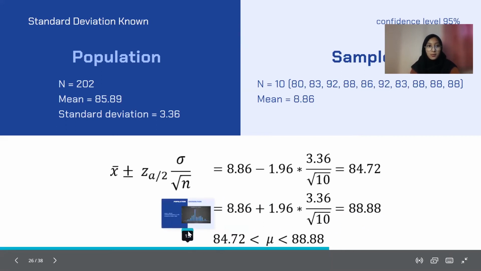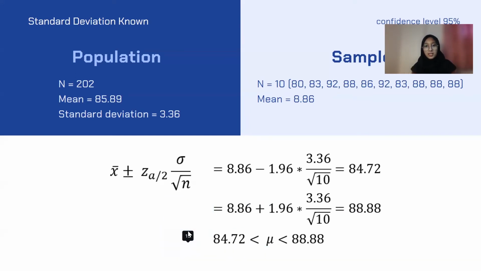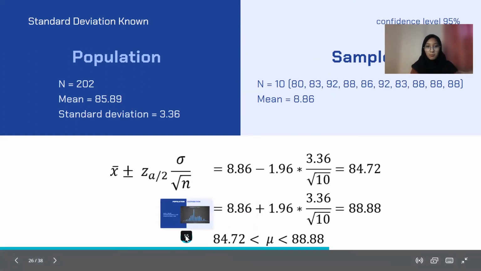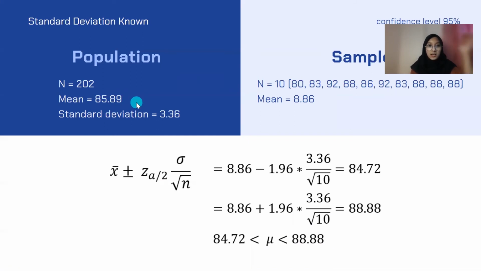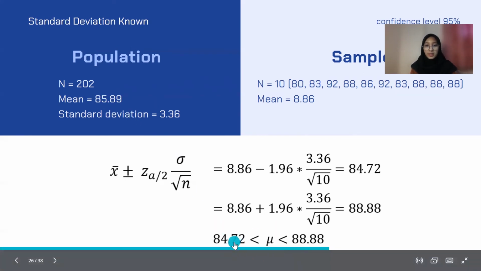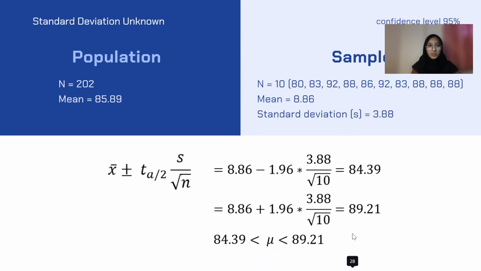So it means that we are 95% sure that the average of the population is between 84.72 and 88.88. And this is right because the mean of the population that we know is 85.89, and this value is between this lower and this upper limit. So this interval is true.